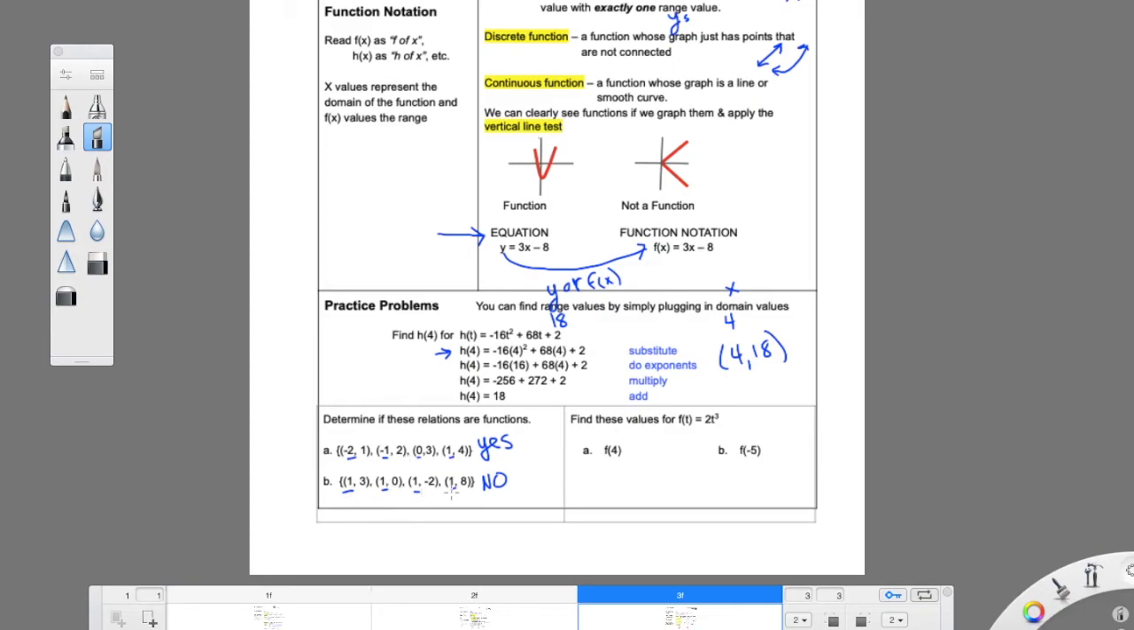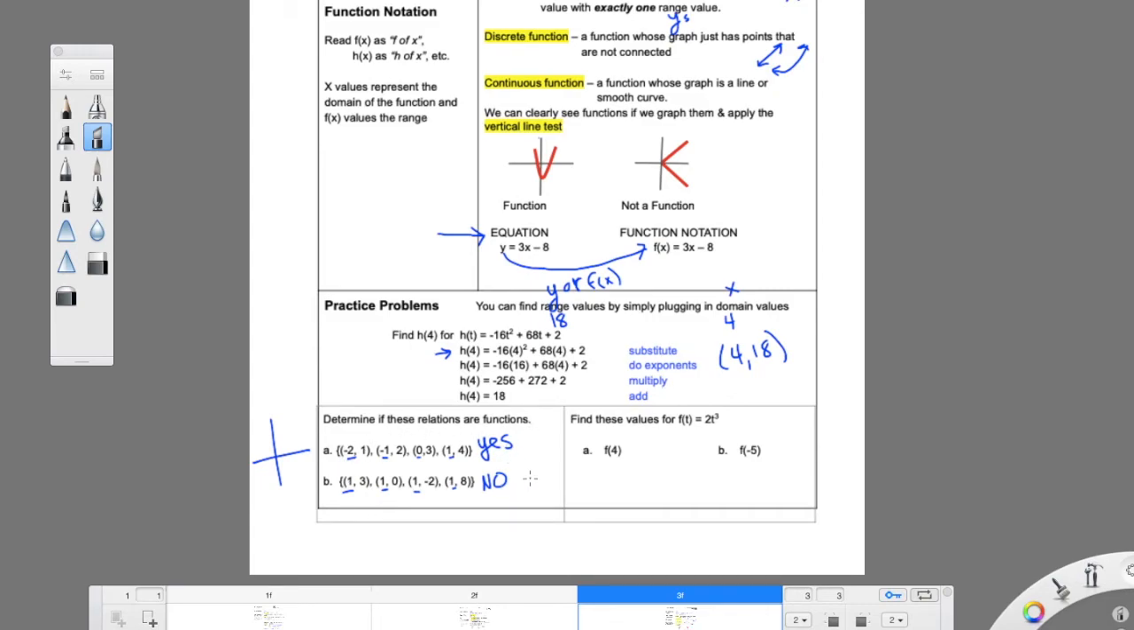And again, if we were to graph these, if we were actually to look at a coordinate grid, part A here would not break the vertical line test, which is the easiest visual way to see that. B would definitely break the vertical line test because they would all be straight up and down in a line. All right, so that's just the basic idea of identifying it here.